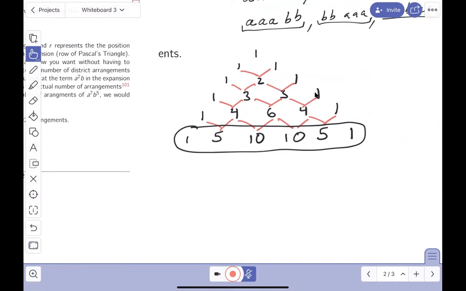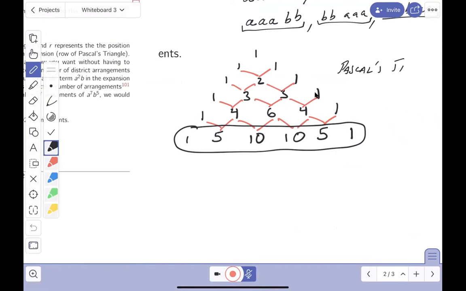I do not like using this triangle, but this triangle has a name, and the name of this triangle is Pascal's triangle. Let's generate the next row. What's it going to be? 1, 6, because 1 plus 5 is 6. 15, because 5 and 10 is 15. 10 plus 10 is 20. 15, 6, and 1.